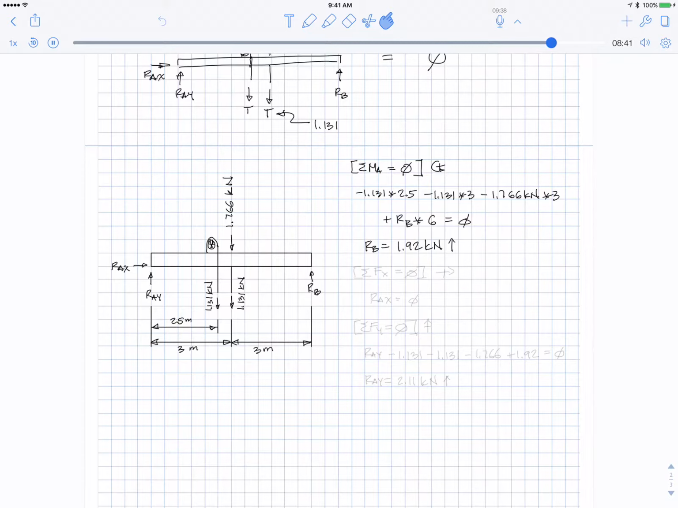I'm going to sum forces in the x direction. That's easy. Sum of forces in the x direction equals 0. RAx equals 0. And then finally, sum of forces in the y direction equals 0. And again, this time up is positive. I got RAy minus 1.131 minus 1.131 minus 1.766. Those are all the downward forces. And then reaction B we got as 1.92 up. All equals 0. And that gives us finally that RAy equals 2.11 kilonewtons going up. So there you go.